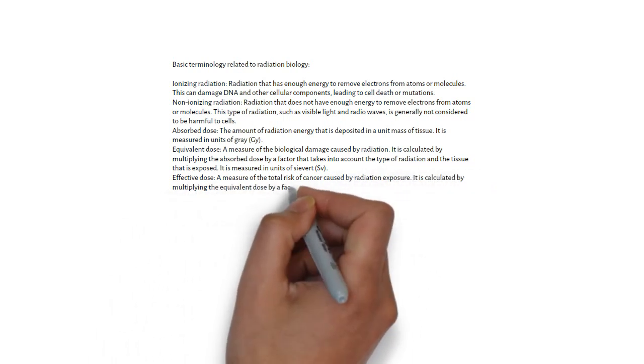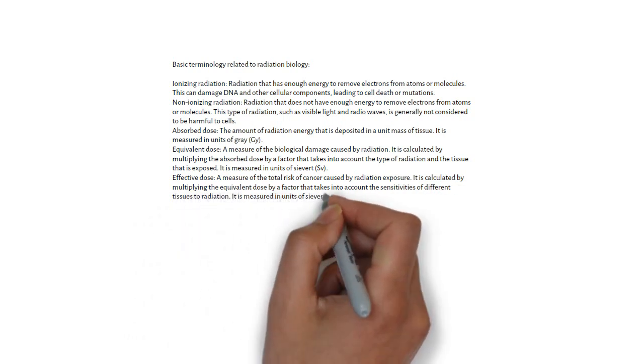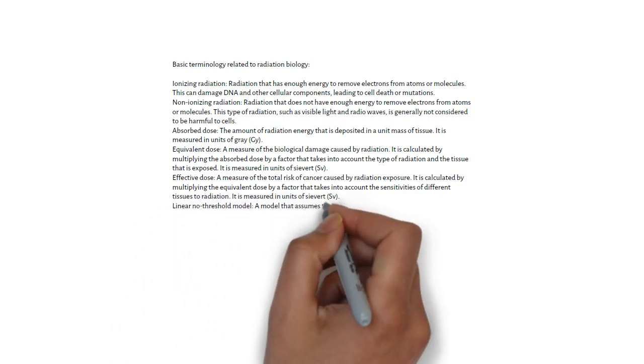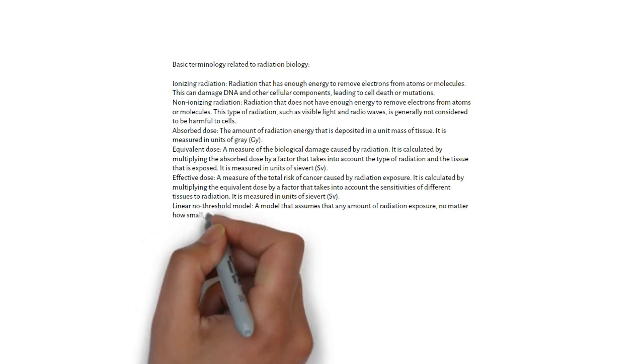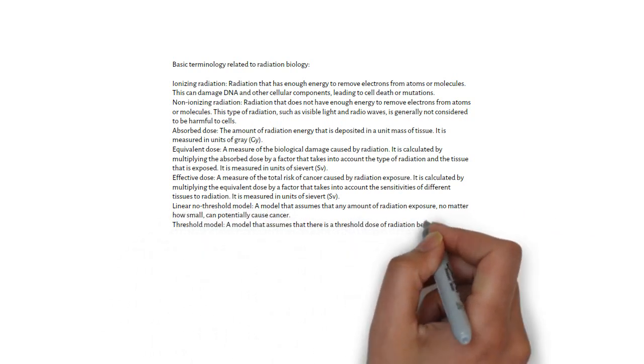Equivalent dose: a measure of biological damage caused by radiation. It is calculated by multiplying the absorbed dose by a factor that takes into account the type of radiation and the tissue that is exposed. It is measured in units called sievert.